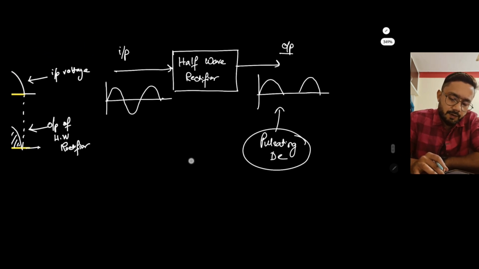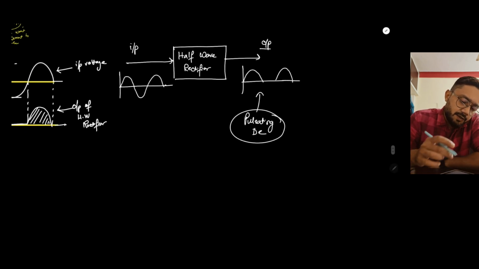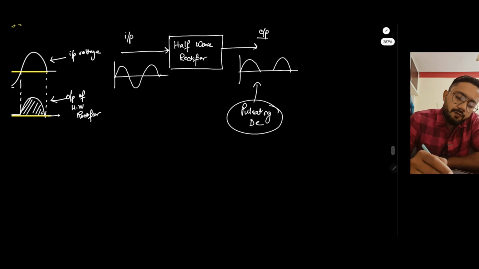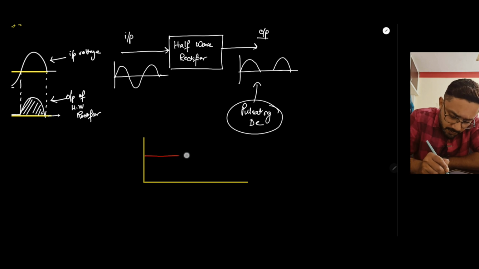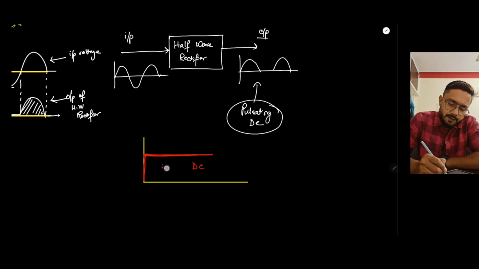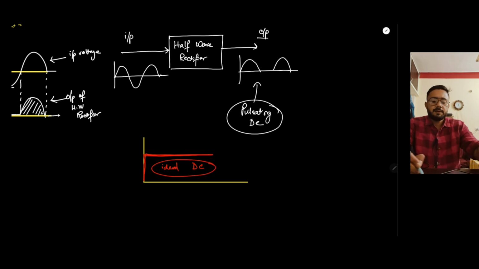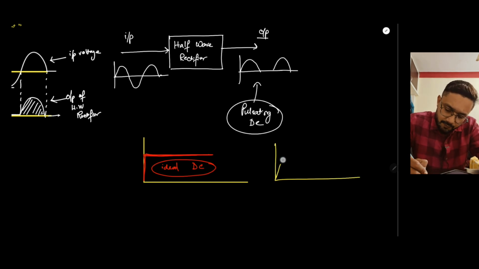Now see, when we talk about DC, what shape do we have in mind? When we say DC, what we mean is that it should look like this, right? This is ideal DC. But in our circuit, what were we getting? We are getting something like this.